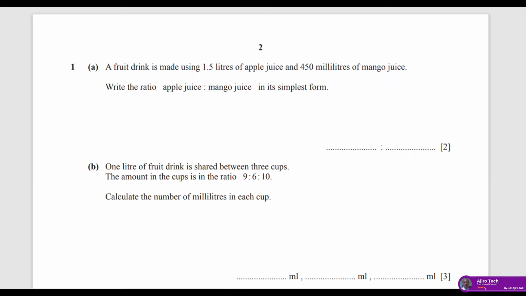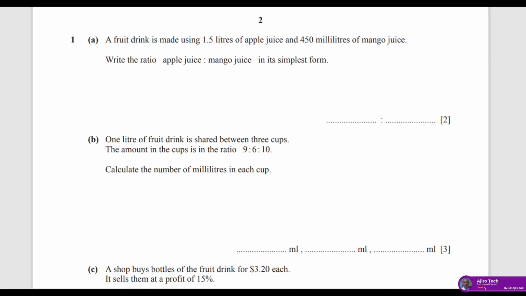A fruit drink is made using 1.5 liters of apple juice and 450 milliliters of mango juice. Write the ratio apple juice to mango juice. It's the simplest one. So I have apple juice is 1.5 liters, mango juice is 450 milliliters.